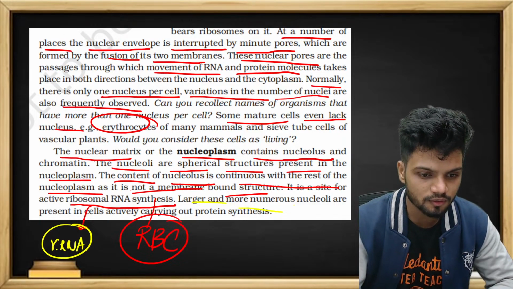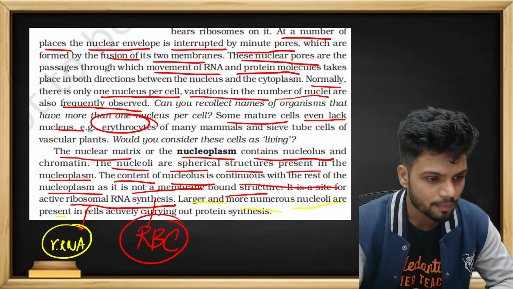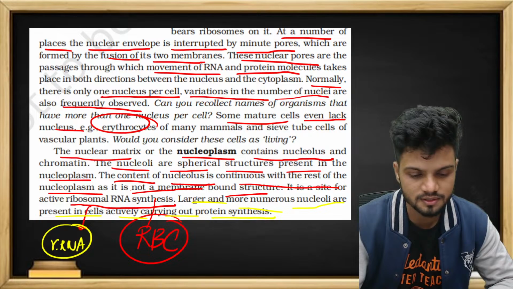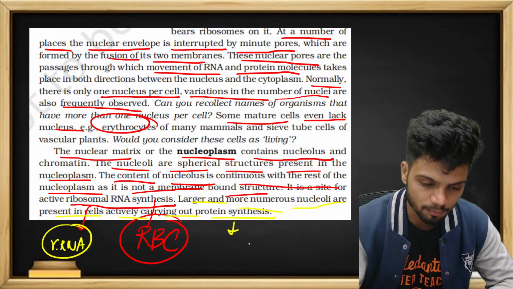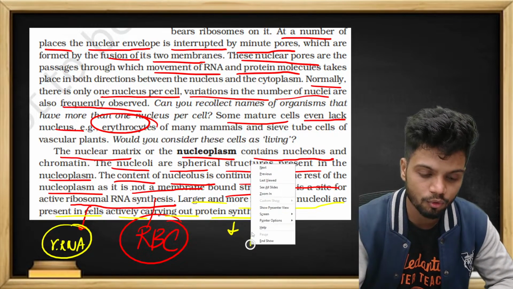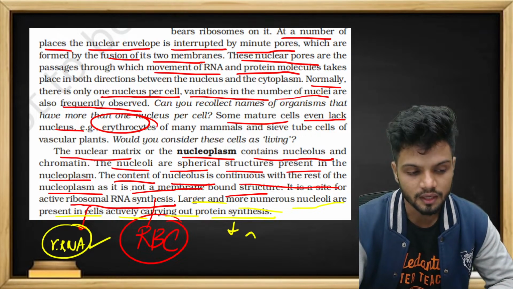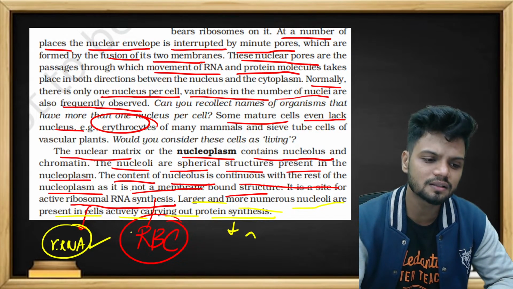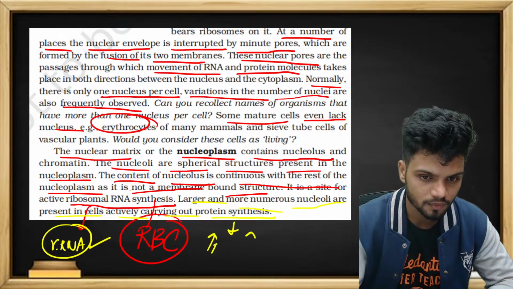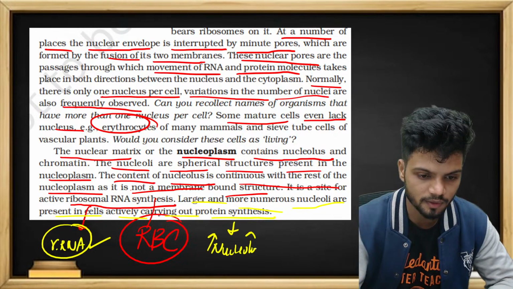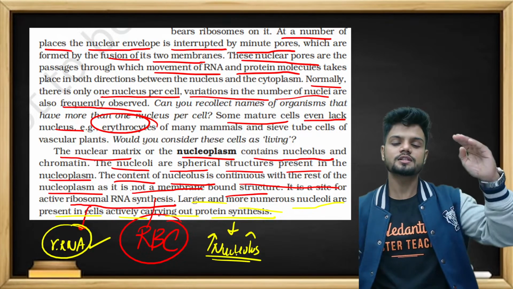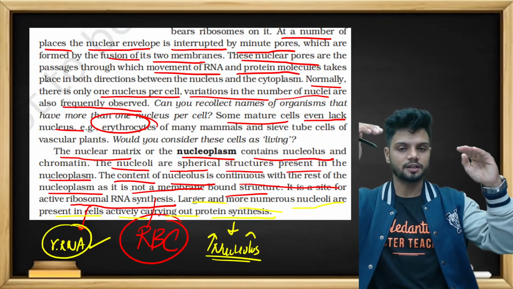A larger number of nucleoli are present in cells actively carrying out protein synthesis. Why more? Because if a plant or animal requires more proteins, it means they require more RNA. If they require more RNA, it means they require more nucleolus. So more nucleolus, when is it required? When more protein is required.